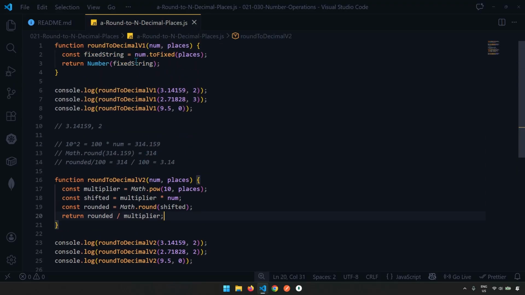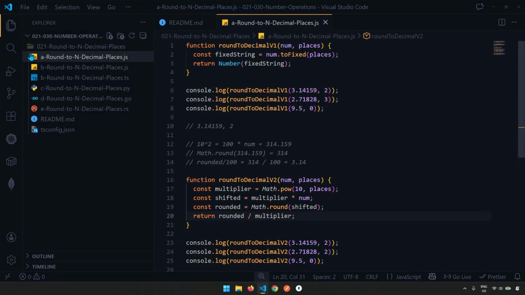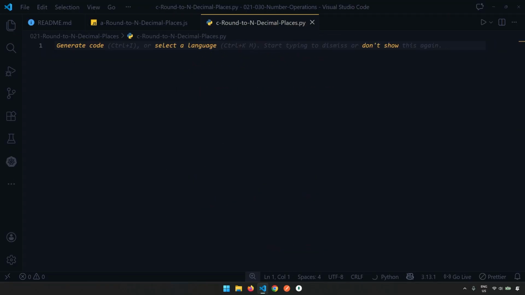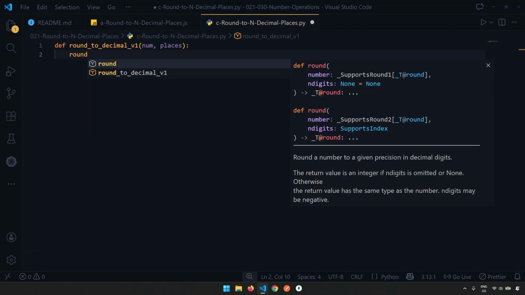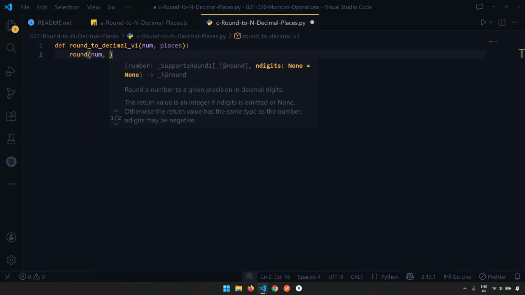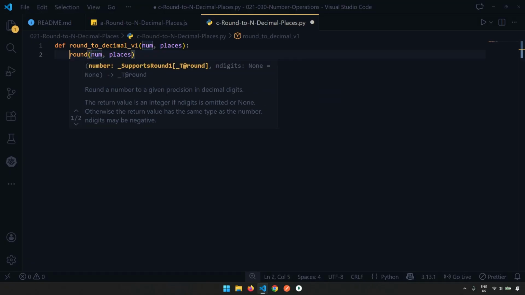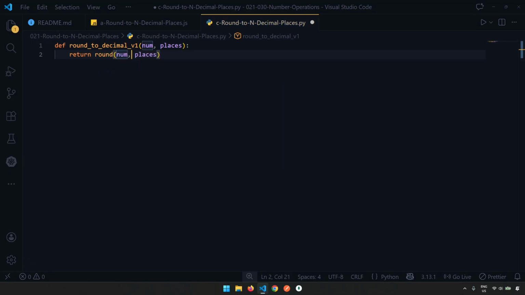For Python, we're going to have 2 solutions, so I could just keep the JavaScript version open. Let's go to the Python version. Python, the first one is going to be as short as the first solution that we had for JavaScript. So it's going to be def round to decimal v1. What is this going to accept? This is going to accept number as well as places. Now, here we can just use the round method. Round method is going to select a number and it is going to round it by however many places you specify, and then we return that.